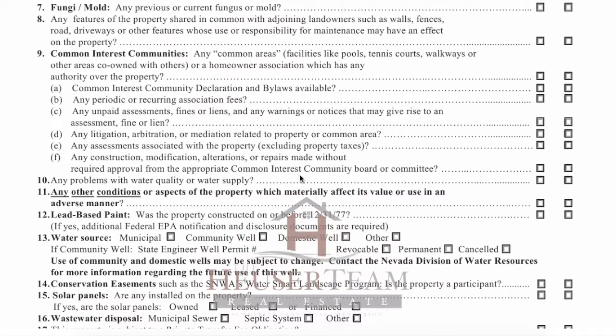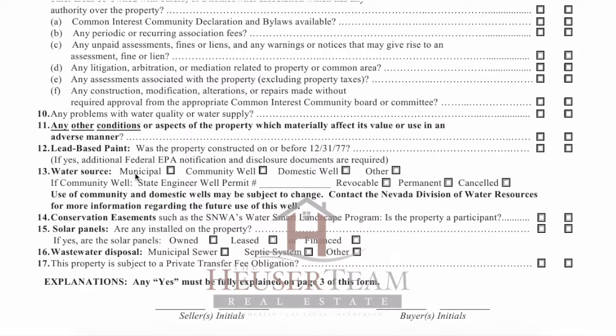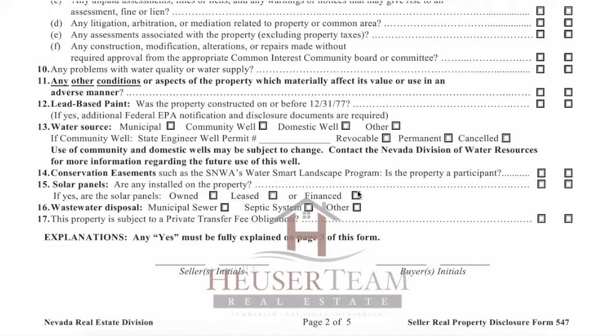Only you know that as the seller filling it out. And as far as this, any litigation, arbitration, or mediation related to the property or common area, that's talking about the homeowners association. Some sellers do know the answer to that, others don't. But as we get down here, water sources, it's asking, is this municipal water? Is it a community or domestic well? And if it is a well, you have to put in the well permit and the type that it is. We have the same thing for septic tanks, solar panels, all that information is down here.